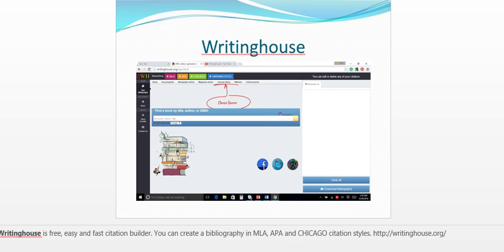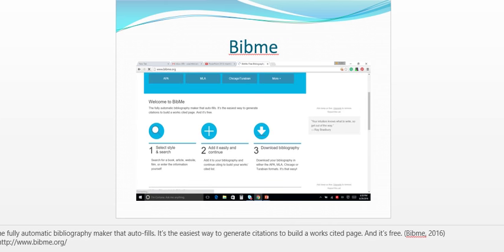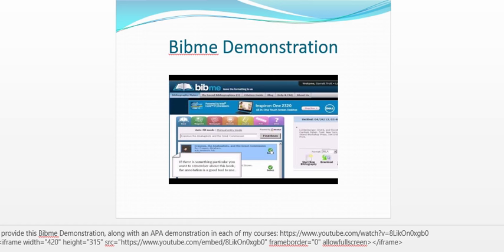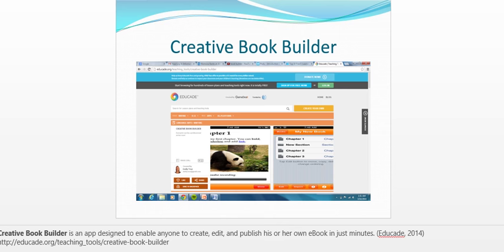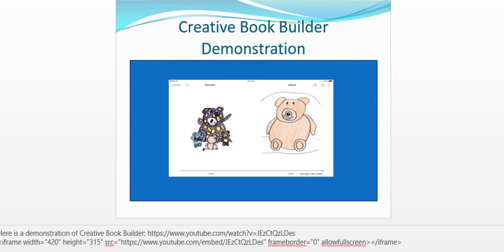Writing House is wonderful for helping the students to see and understand how to cite as well as list their references. I really love Writing House more so than bibme.org. Both of the resources do the same thing. However, Writing House does not have an actual demonstration video out there, not that I have seen. However, BibMe does. And you could actually use this BibMe video during your first week, in your first week announcement, if you needed to actually help the students understand how to cite and list references. And we have Creative Book Builder, another wonderful resource for an English course if need be.